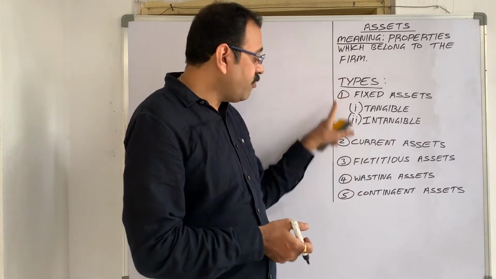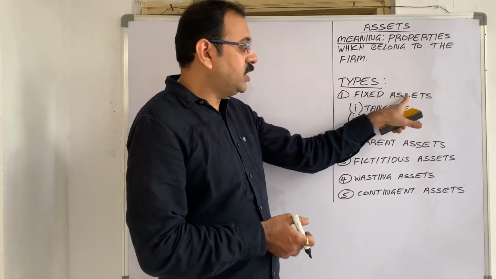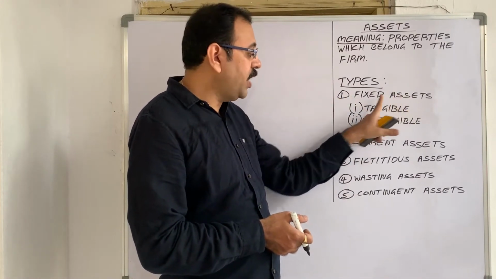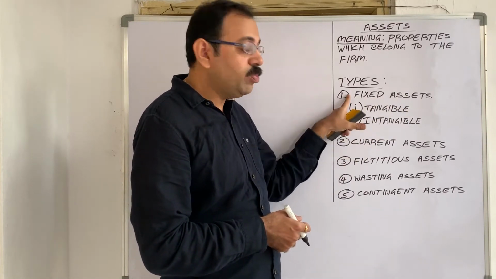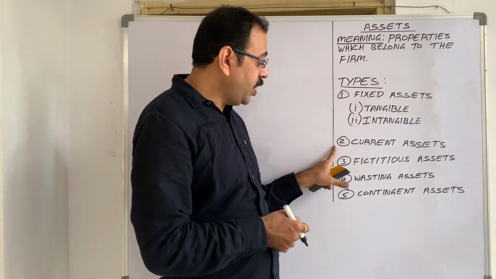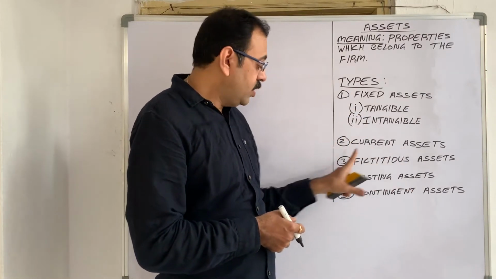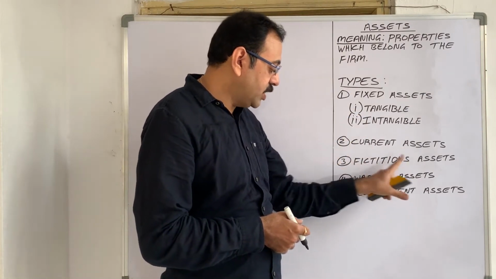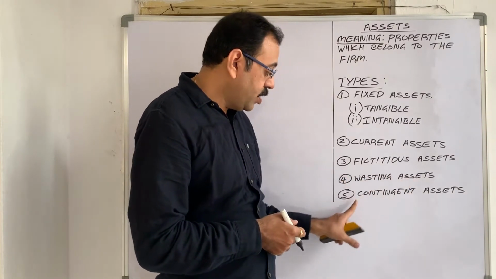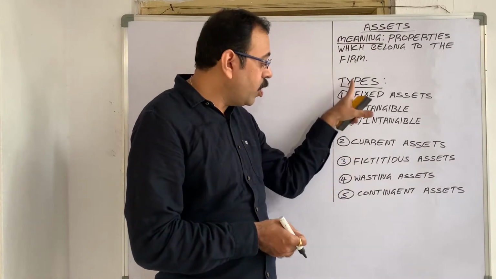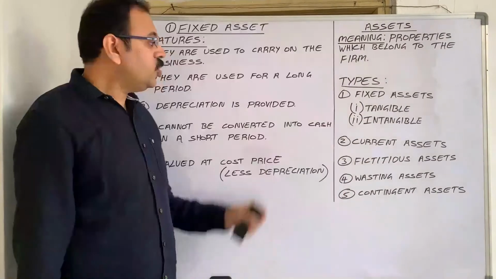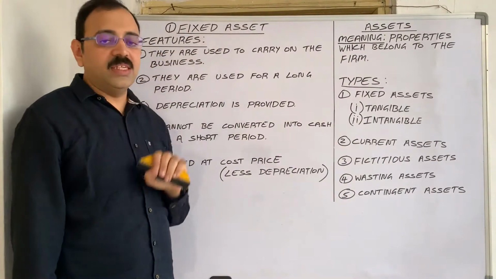Now, assets are of 5 types. Fixed assets. Fixed assets are again divided into 2 types: tangible fixed asset and intangible fixed asset. The second one is current asset. Then the third ones are fictitious asset, wasting asset, and contingent asset. Now, one by one, we will learn about all these assets. So, the first asset is fixed asset.